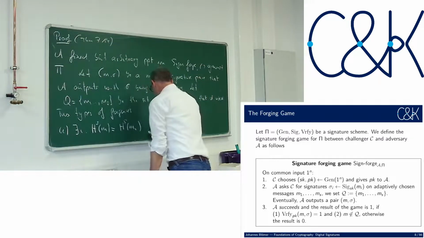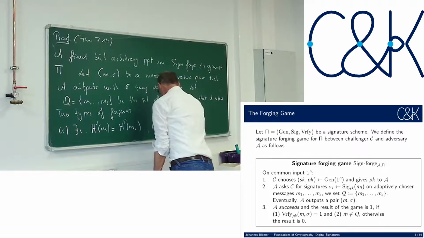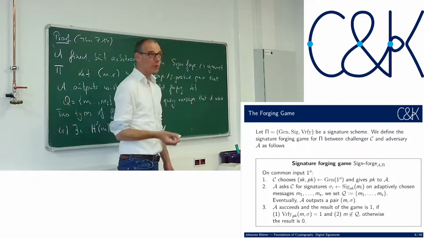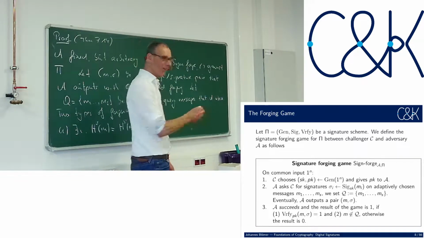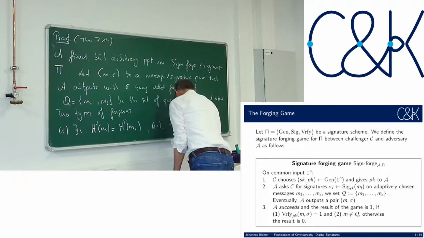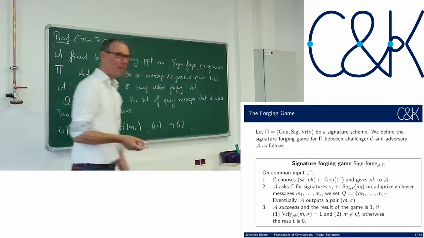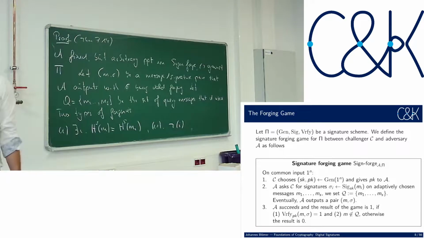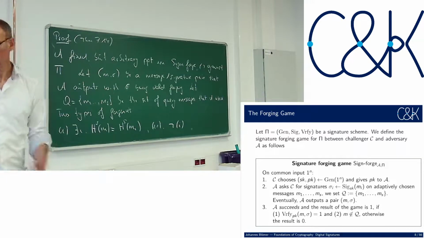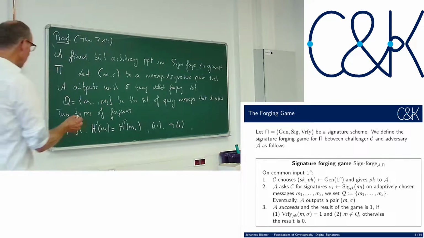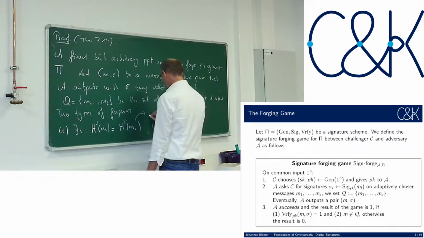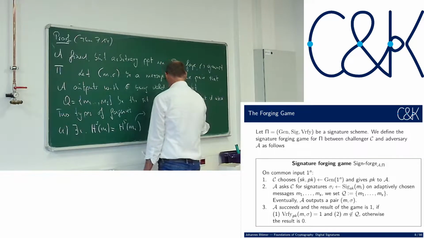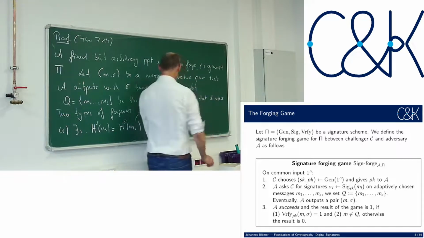And the second type is simply: not the first one. Okay. It's not, so not I. Okay. And we denote this event that this happens, we call this event collision.